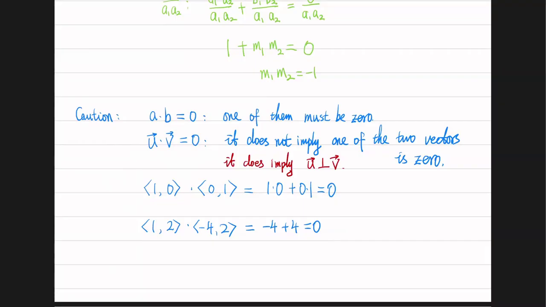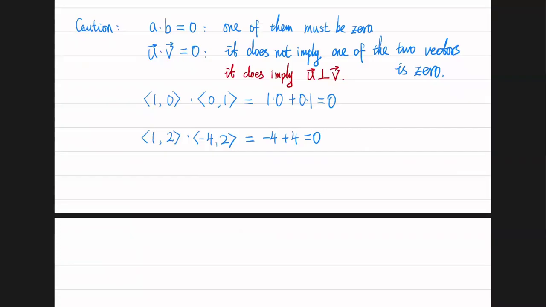Okay, you see the difference between numbers and vectors. If the product of two numbers is 0, one of them must be 0. If the dot product of two vectors is 0, it only implies they are perpendicular. It does not imply any one of them is 0. The difference.